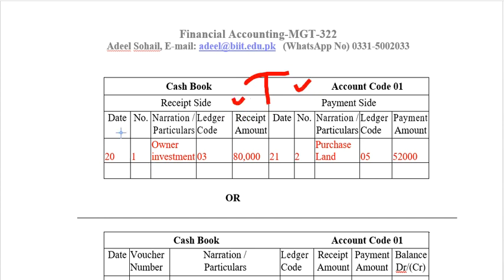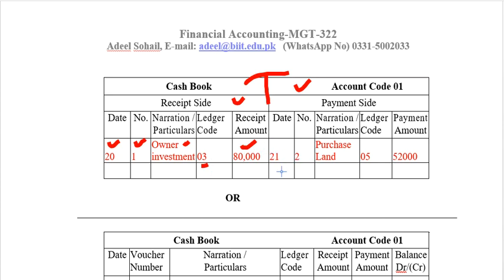Now, again the date, narration or voucher number, particular ledger code, and receipts amount. Let me take an example from our question: 20 January is the first transaction. Honor invested, and the ledger code of honor equity, let's suppose, is 3. So the 80,000 is the debit. Fine, it is the first cash transaction.